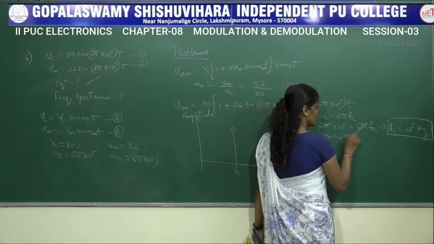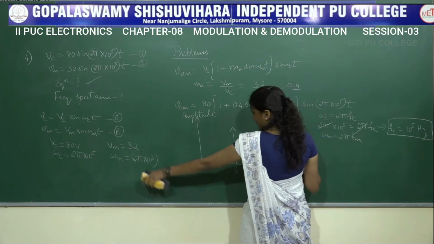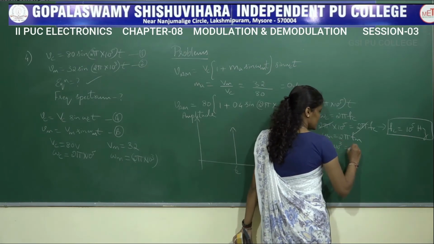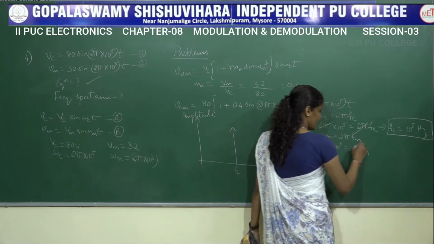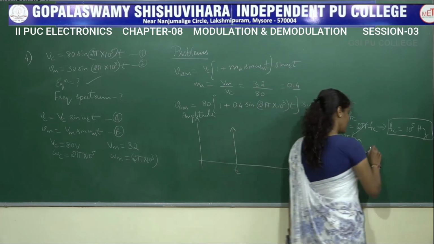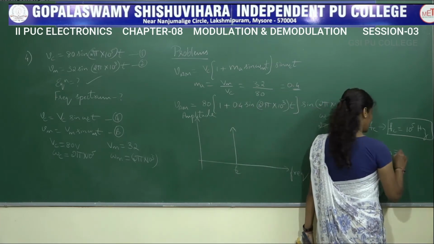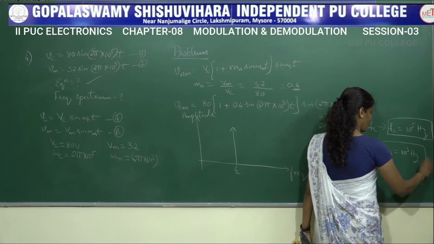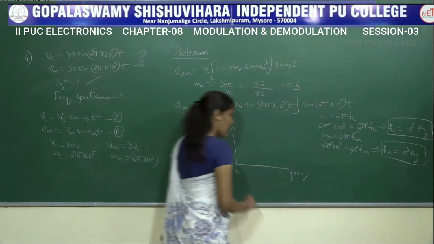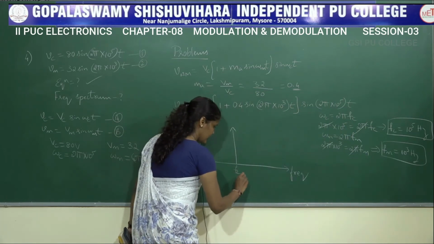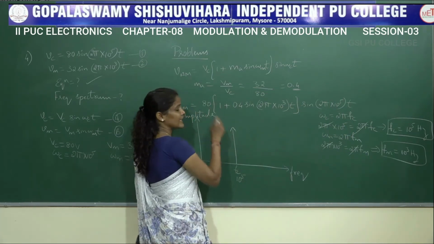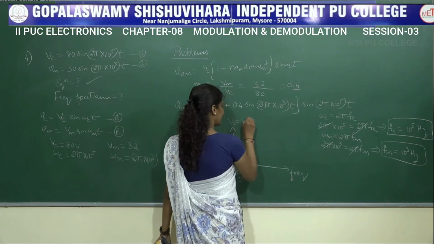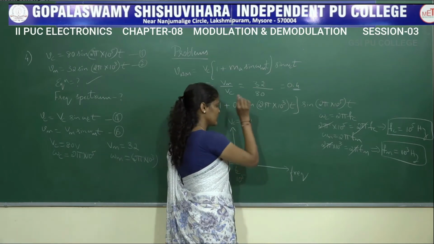Omega m equals 2 pi fm. Omega m is given as 2 pi into 10 to the power of 3. 2 pi fm, the 2 pi cancels, so I am left with fm equals 10 to the power of 3 hertz. So fc has a value of 10 to the power of 5 and its amplitude is Vc, which equals 80 volts.